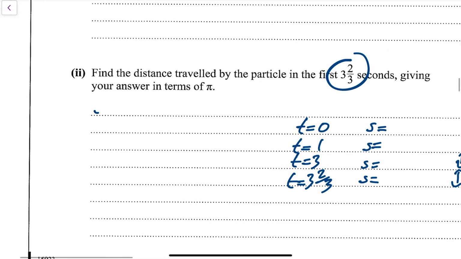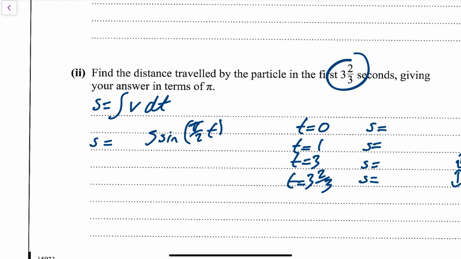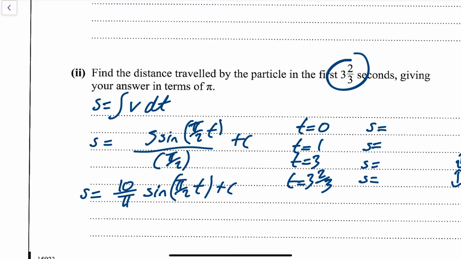First thing we've got to do is integrate our v to give you your s. So if you integrate your v, it's going to be 5 sin(pi over 2 t), and we're also dividing by pi over 2, plus your constant of integration c. So my s works out to be 10 over pi sin(pi over 2 t), plus c. Now read the question.